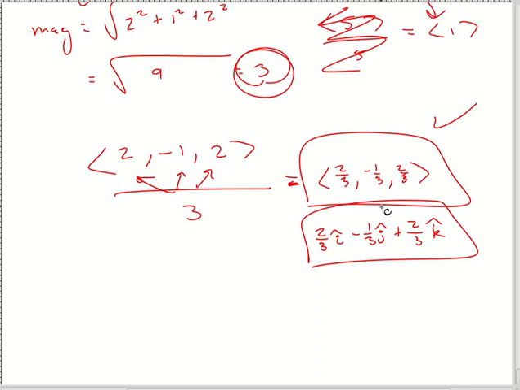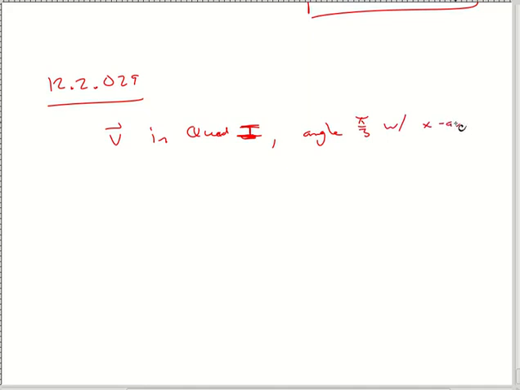Okay, another one. I got 12.2.029. So they say we have a vector v in quadrant 1, so that's a good indicator of what we're looking at. It says that the angle it has with the positive x-axis is pi over 3. I know it says positive there, but it's quadrant 1, so I would assume it's probably the positive x-axis. They also say that the magnitude of v is equal to 8, and they want you to write it in component form.